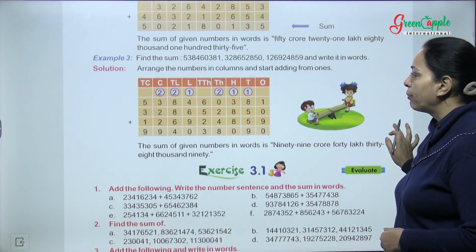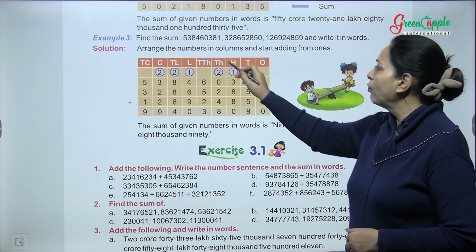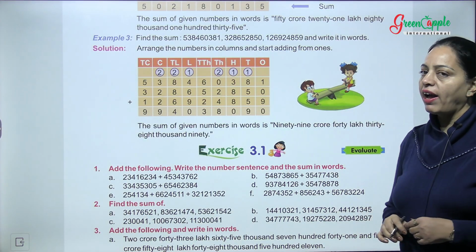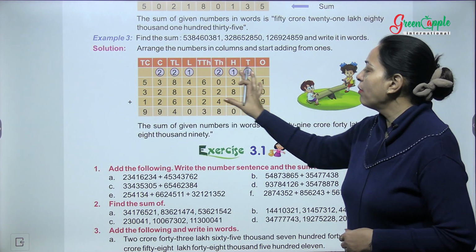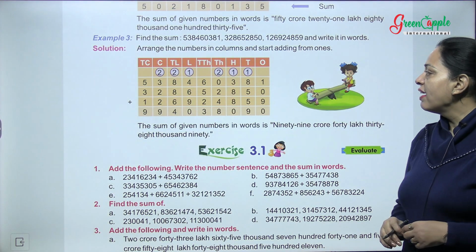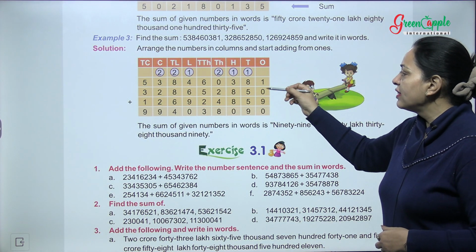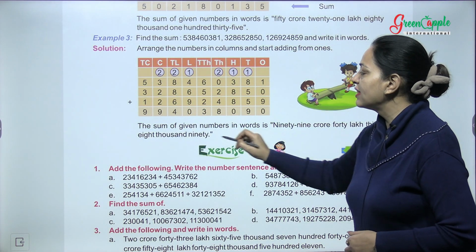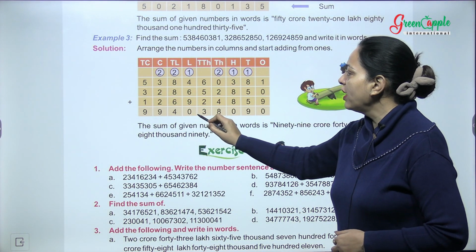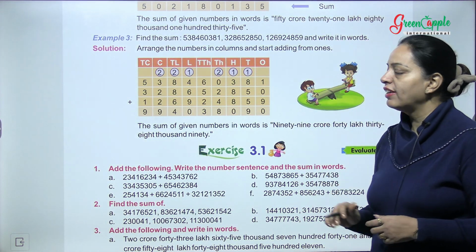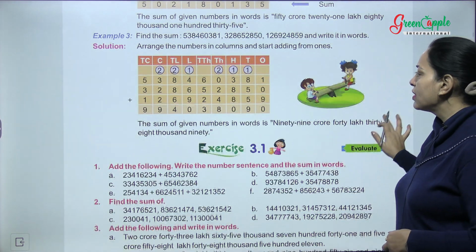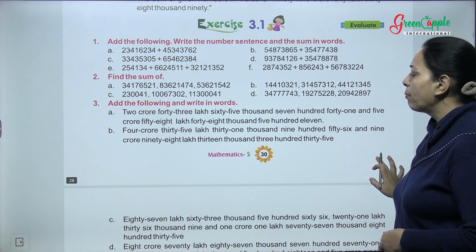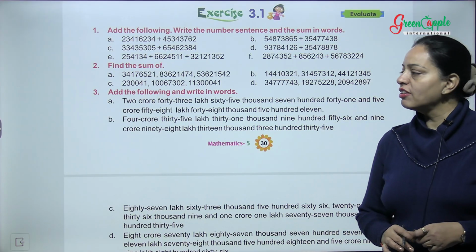So now example 3. Find the sum of these 3 numbers and write it in words. So same, arrange like this and then just add ones, tens, hundreds. So we are getting this one: 99 crore, 40 lakh, 38,090. So I hope this is very much clear to you. Very simple.